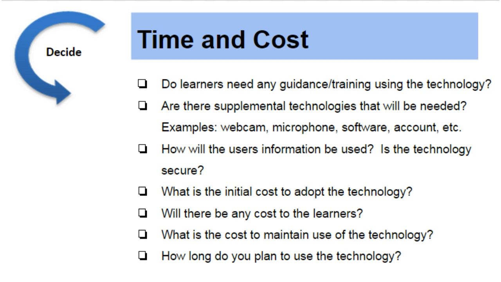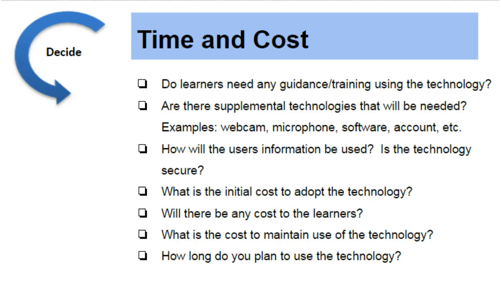Many organizations are very concerned with time and cost of new technologies. That's why it's the final part of our decision phase. You need to consider if the learners need any guidance or training using the technology. Also, are there supplemental technologies that will be needed? For example, if the new technology is web conferencing, your learners may need a webcam, microphone, new software, an account, etc.